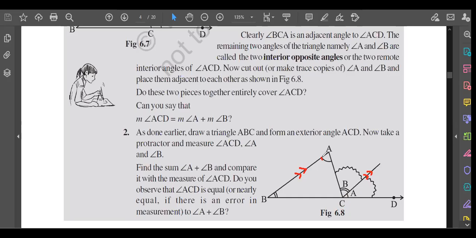So tell me, this is angle A, right? This is angle B. Can I say that if this and this are parallel, then this angle is equal to this angle? Yes or no? Tell me. This angle is equal to this angle? Yes?